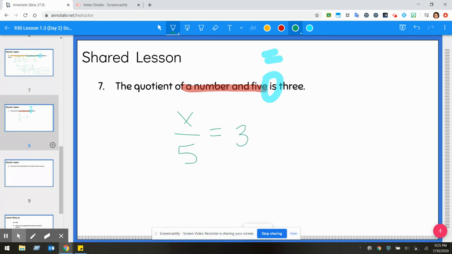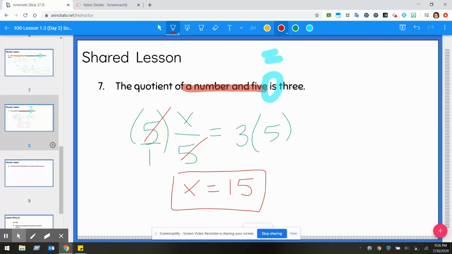So in order to solve this, I have x divided by 5 equals 3. I want to undo the operation of division and multiply both sides by 5, which is the same thing as multiplying by 5 over 1. In this case, you could read it as 5x divided by 5, it's just 1x. But what you also want to start looking for is cross-canceling. And I have x equals 3 times 5, 15. x equals 15.